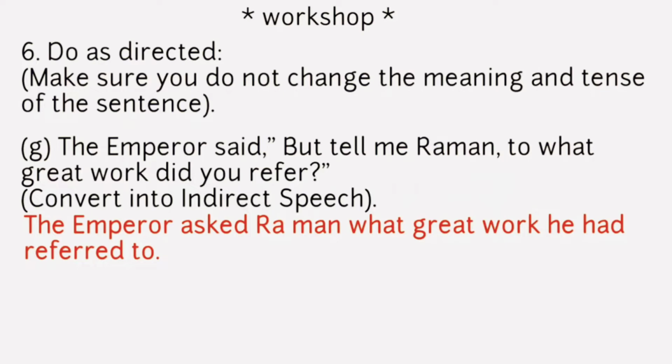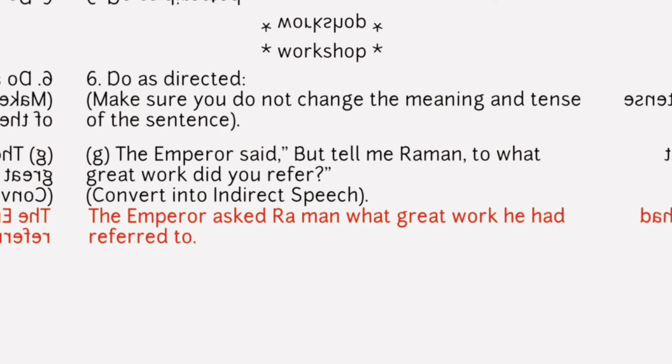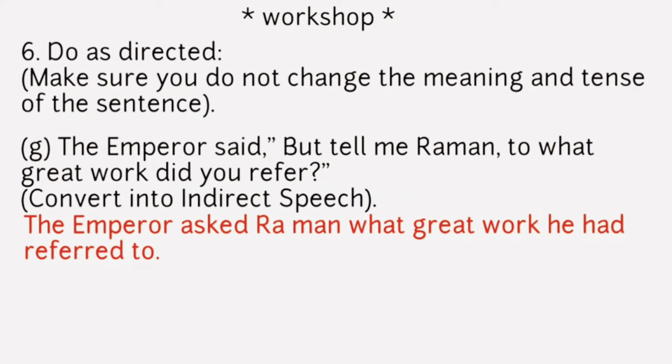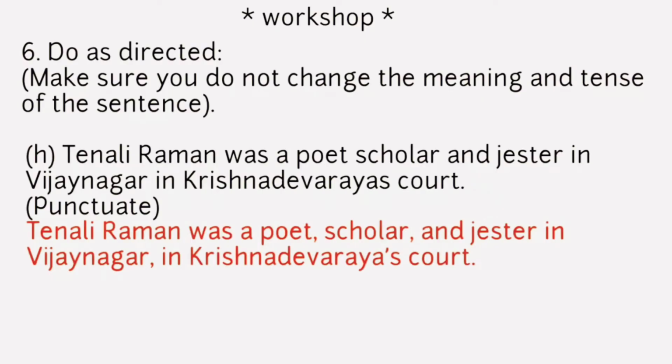The emperor said, "But tell me, Raman, to what great work did you refer?" Convert it into indirect speech. So the indirect speech would be, the emperor asked Raman what great work he had referred to. Okay, here in indirect speech all the inverted commas totally remain out of it.